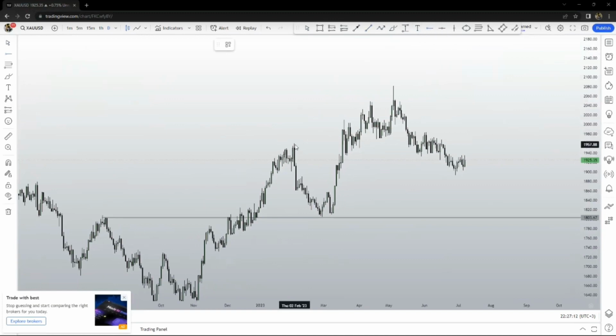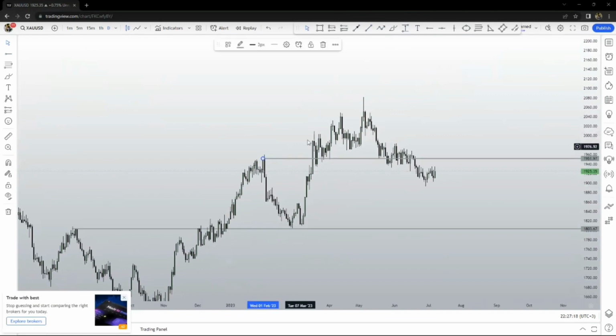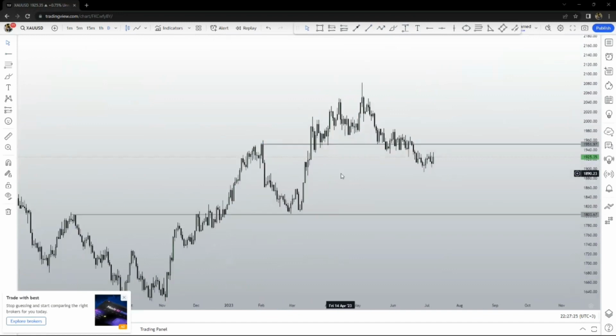Where's my line here? You see that we broke this. Again, another one, is it a resistance? We broke it. We came for a small retest, went up, and we came and traded into it.